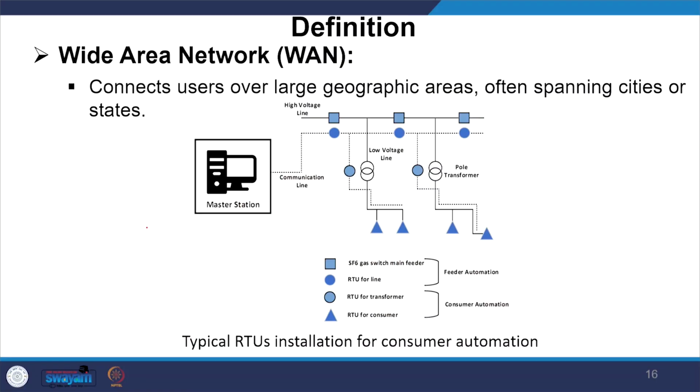Now, there are a few architectures for your WAN, wide area networks, which, as you can see, connect users over large geographic areas, often spanning cities or states. Now, communication plays a very important role within your distribution automation system.